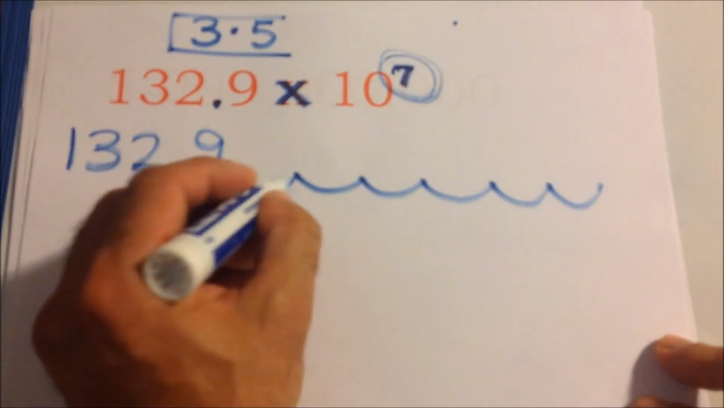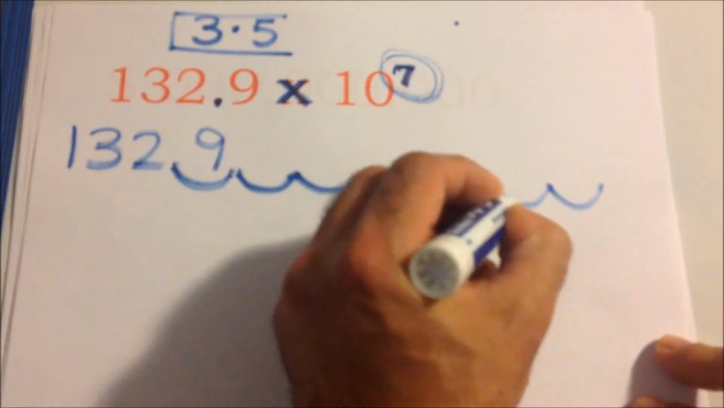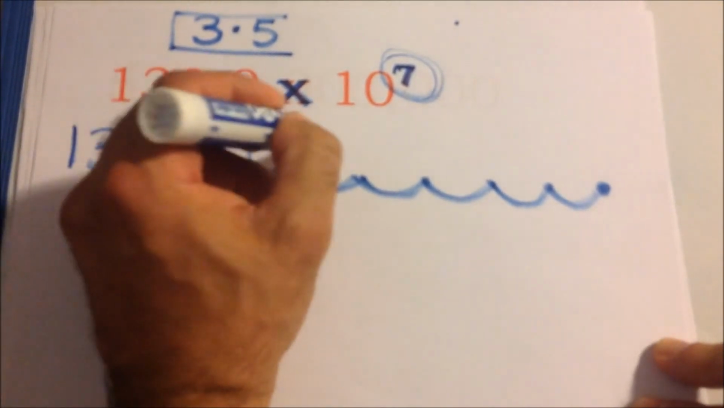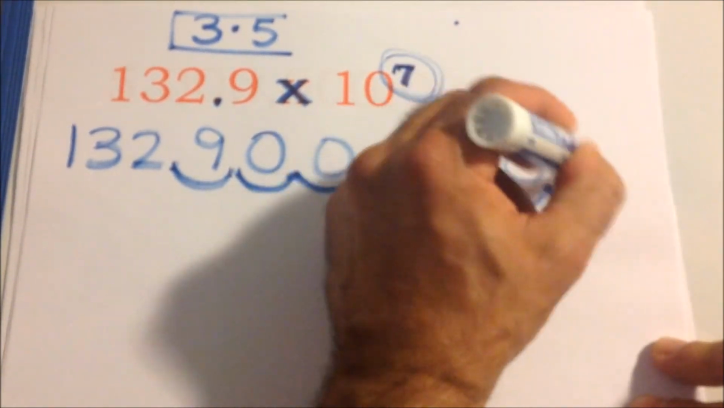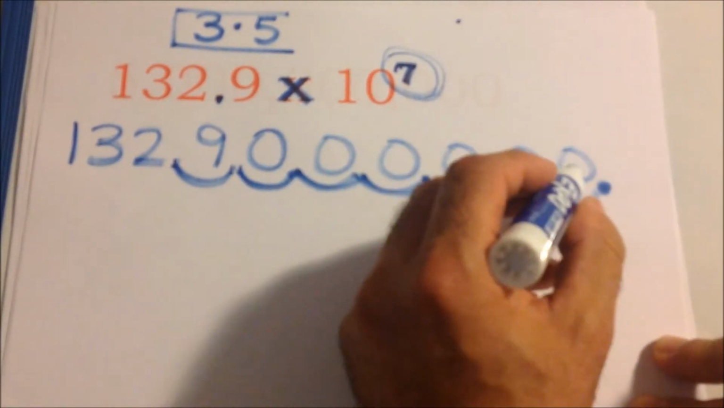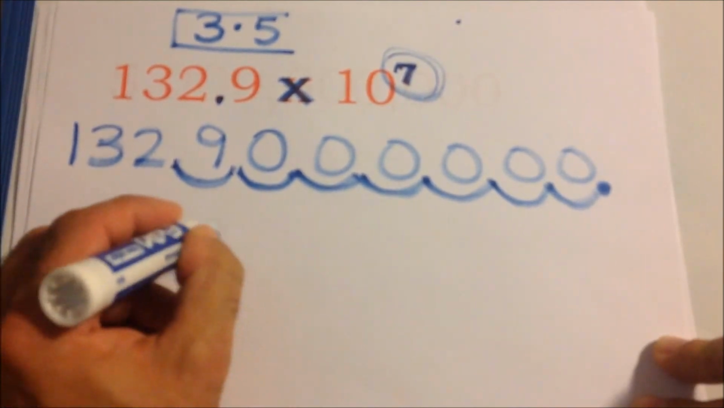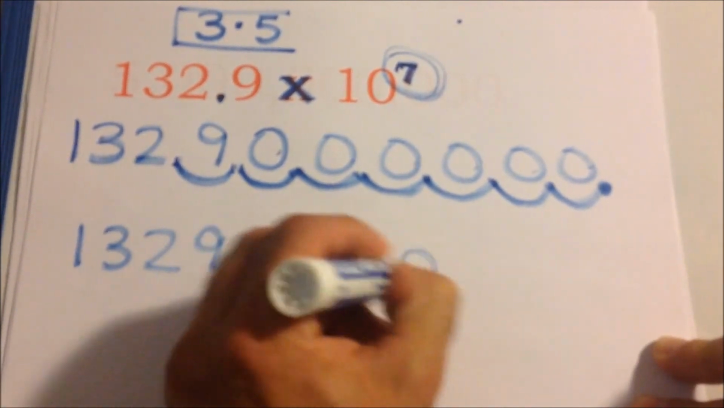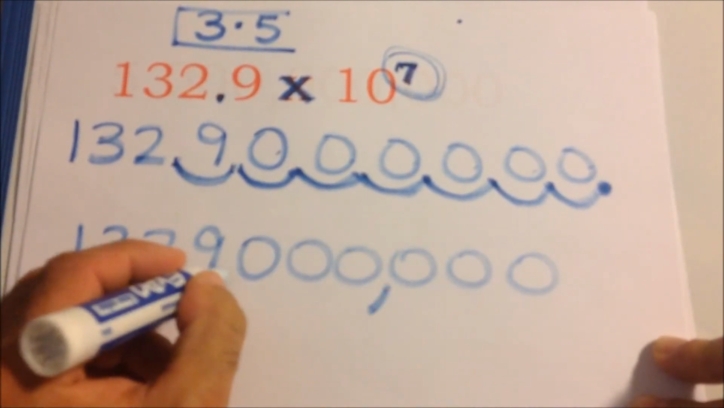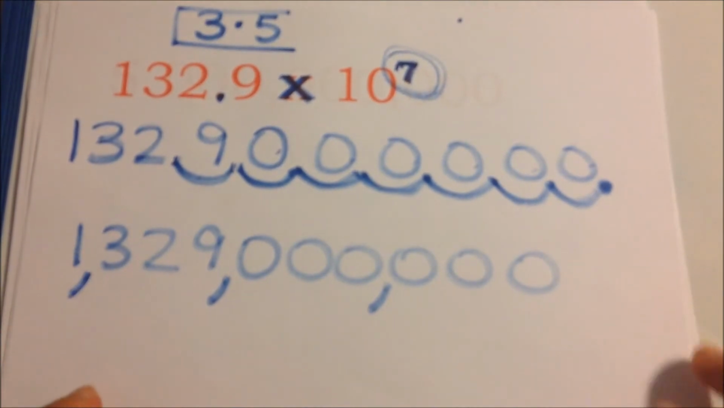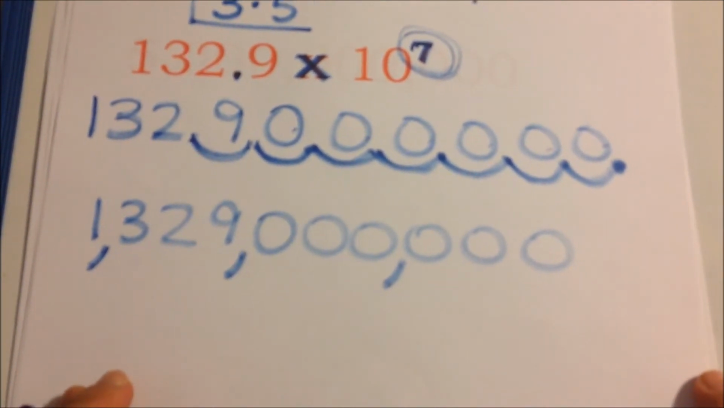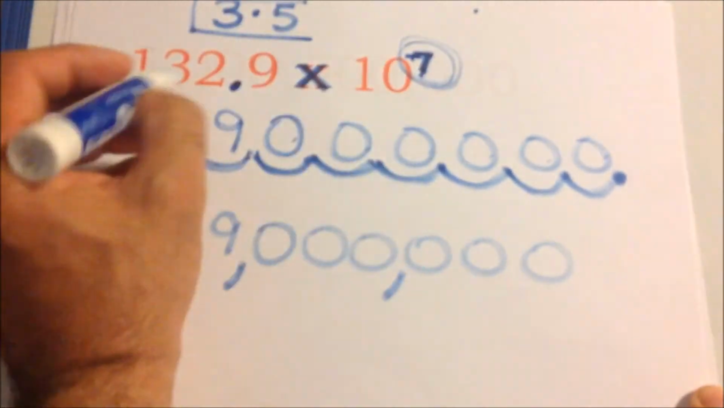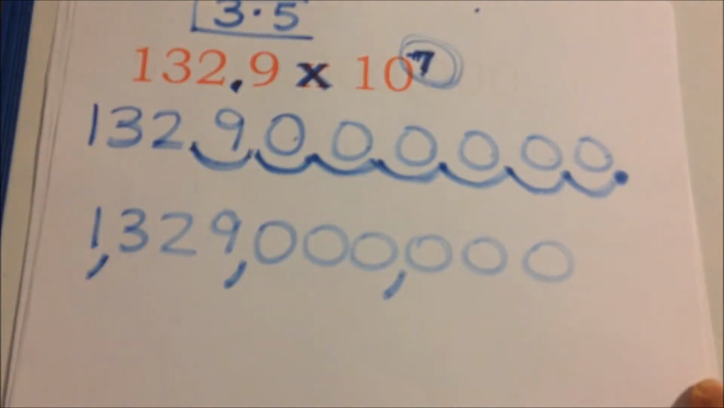So what do we fill these waves with? Remember, the decimal's there now. It's not there. We fill it with zeros. That's a big number. Right? So we have 1, 3, 2, 9. Then we have 1, 2, 3, 4, 5, 6 zeros. And every 3 is a period. Here's our number. So fill it in there. Okay, so again, the exponent tells you to move the decimal that many times.